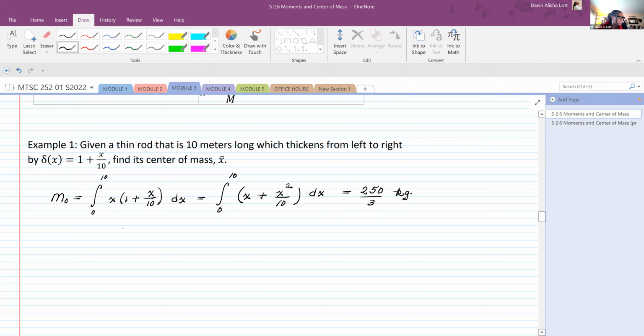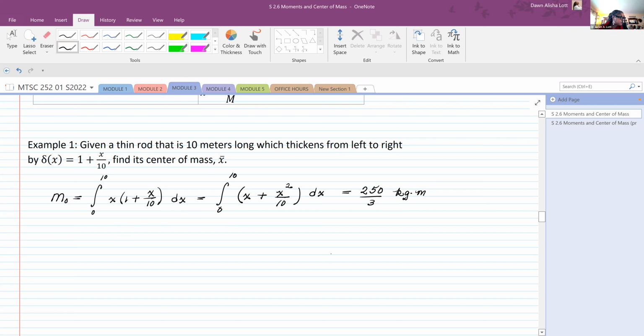And this is, the mass was in kilograms. And then the density was in, why do I have kilogram meter? Okay.